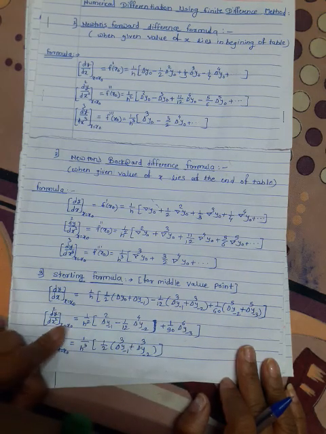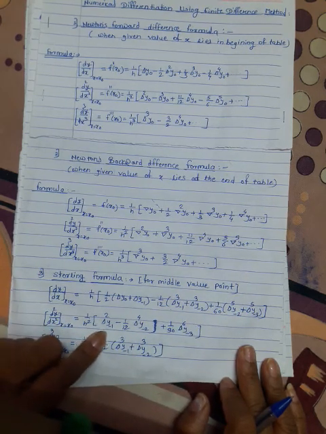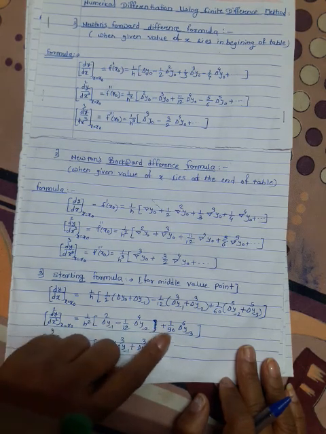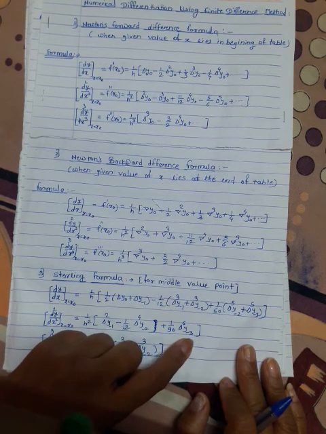And for the second derivative, 1 by h square times del square y minus 1, minus 1 by 12 del raised to 4 y minus 1, plus 1 by 90 del raised to 6 y minus 3.